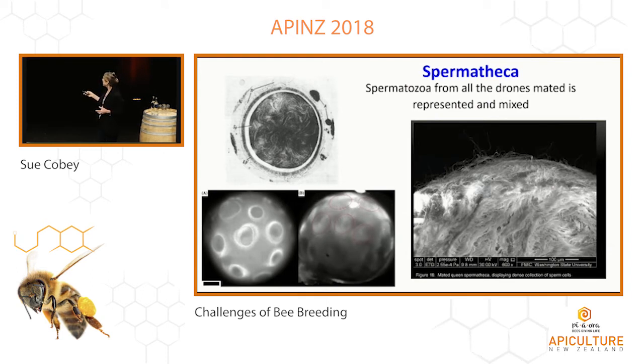This is a picture done by Megan Taylor. You can see the sperm have really long tails, so it looks kind of hair-like, but these are little sperm. I'm going to show you kind of an amazing picture. This is the spermatheca, and the next shot is like a high-speed picture of the spermatheca.